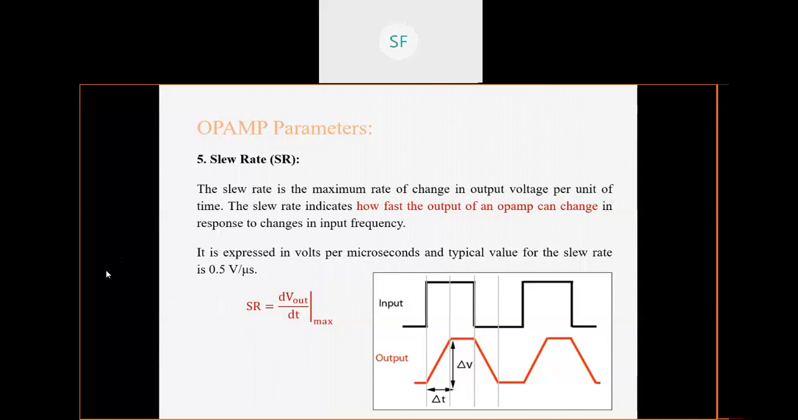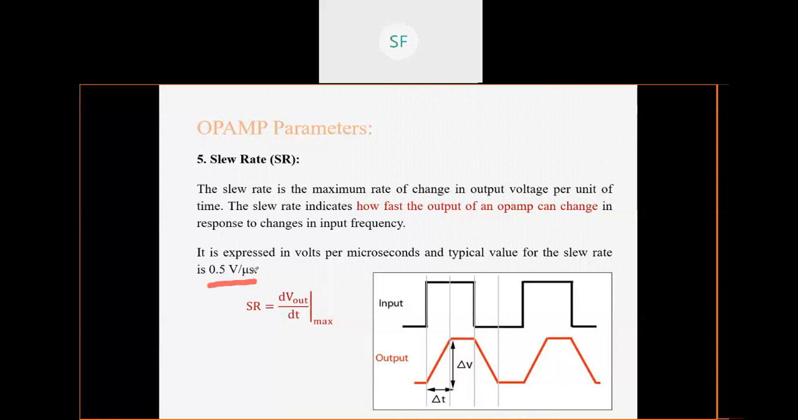Practically this value is given by 0.5 volt per microsecond. Okay, so per microsecond means per 10⁻⁶, so you will feel this value is very small, but the denominator, when it goes up, becomes a big value. What is the meaning of 0.5 volt per microsecond? It means that when your input is changing from 0 to 5 volt, the output will take 1 microsecond for raising 0.5 volt.